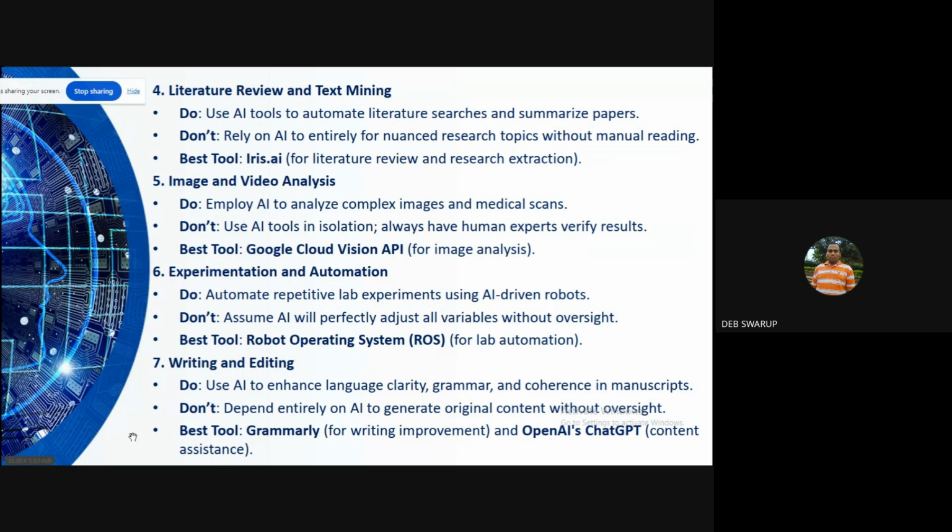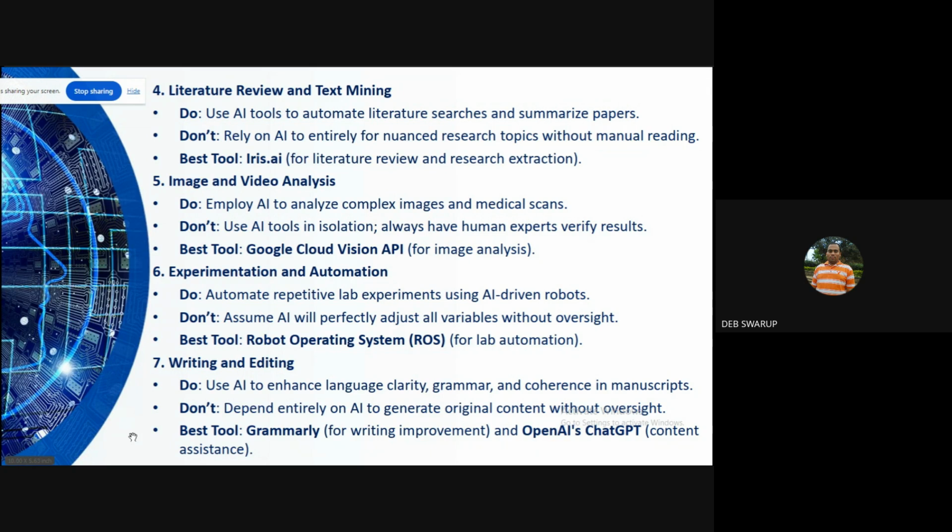Then there is image analysis or video analysis. For that, you can use Google Cloud Vision API. You can use IBM Watson Studio. All those things are very good for image analysis or video analysis. But the only problem is that sometimes they produce redundant errors, especially with Google Cloud Vision API. Sometimes the redundancy error occurs.